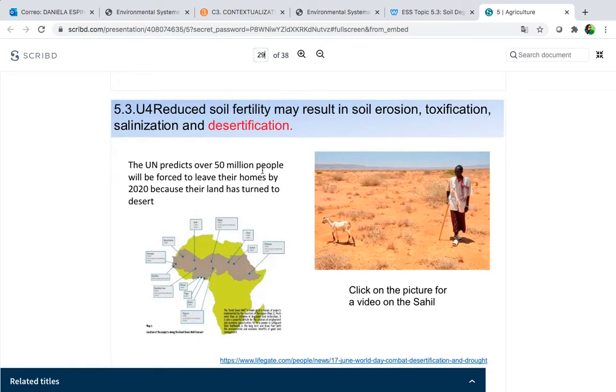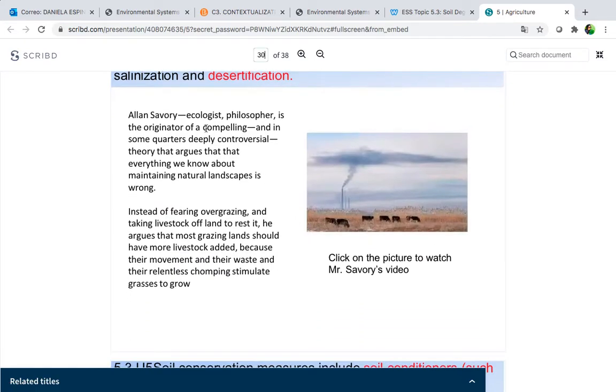The United Nations predicts over 50 million people will be forced to leave their homes by 2020 because their land has turned to desert. Allan Savory, an ecologist, a philosopher, is the originator of the compelling and in some quarters deeply controversial theory that argues that everything we know about maintaining natural landscapes is wrong. Instead of fearing overgrazing and taking livestock off land to rest it, he argues that most grazing lands should have more livestock added because their movement and their waste and their relentless chopping stimulate grasses to grow. What do you think about that? Do you think that is true or not?